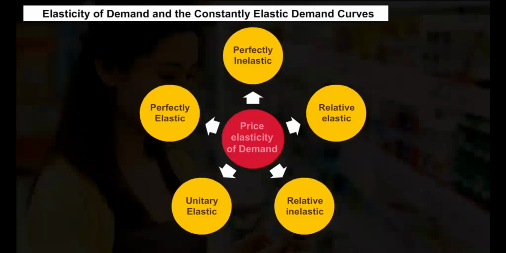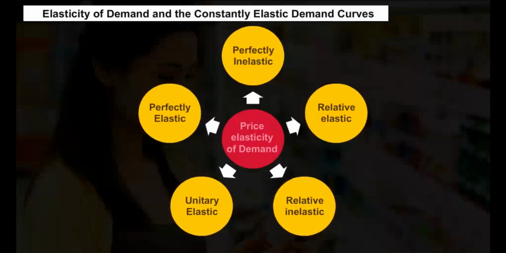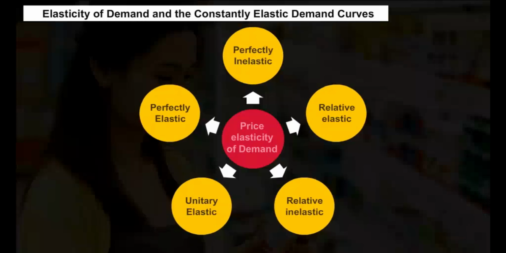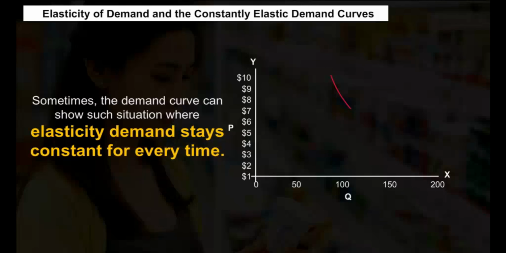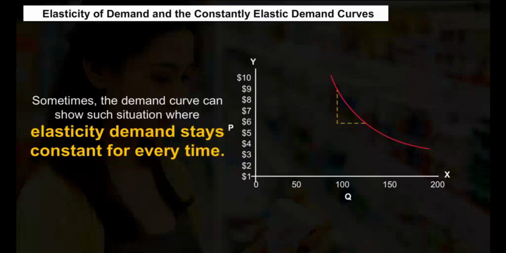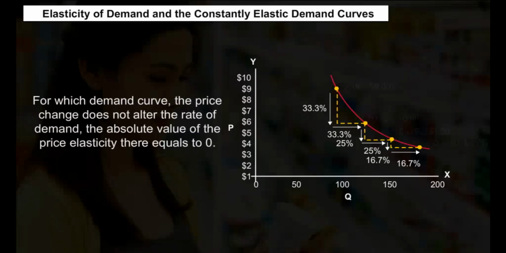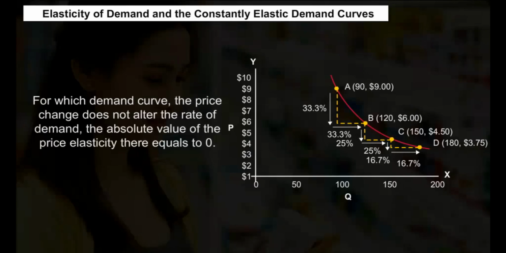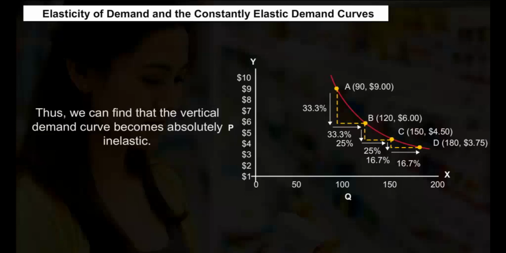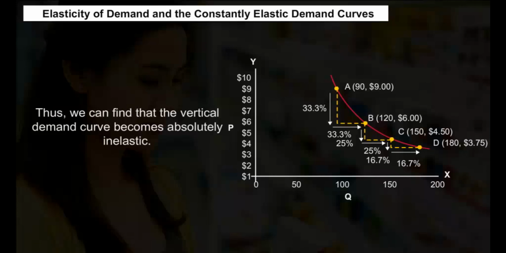The different price elasticities of demand at different points can be shown through a linear demand curve. Sometimes the demand curve can show a situation where elasticity of demand stays constant, for which the price change does not alter the quantity demanded. The absolute value of the price elasticity there equals zero. Thus we can find that the vertical demand curve is absolutely inelastic.